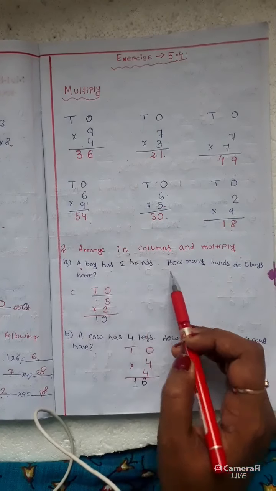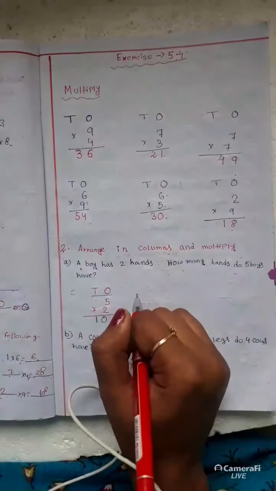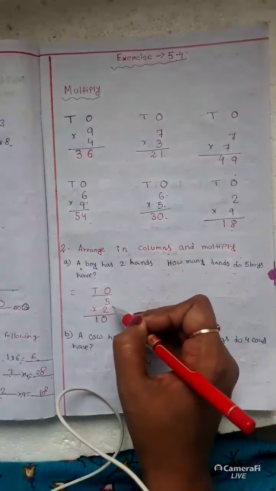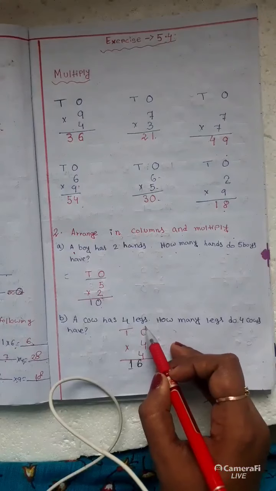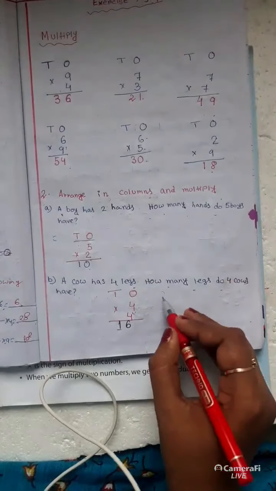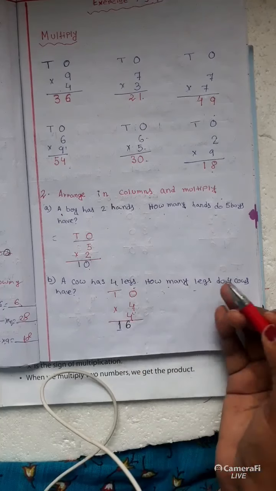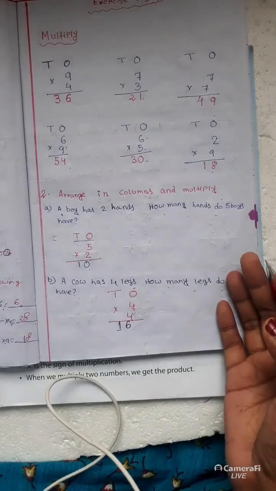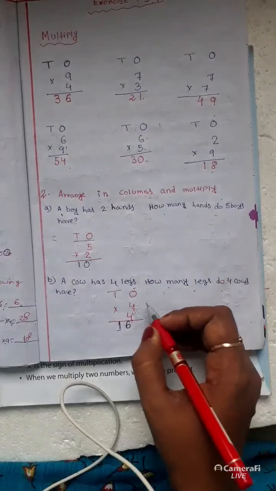Okay, a boy has 2 hands. How many hands do 5 boys have? If one boy has 2 hands, then 5 boys will have 5 into 2. It's 10. A cow has 4 legs. How many legs do 4 cows have? You can see, we need to multiply it, but if you want to apply the rules I have taught you, like adding the product, you can do that also.